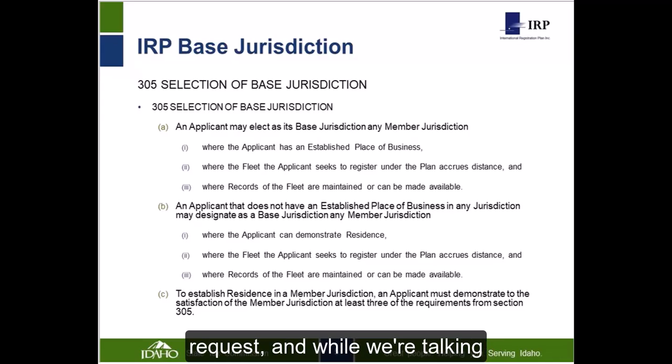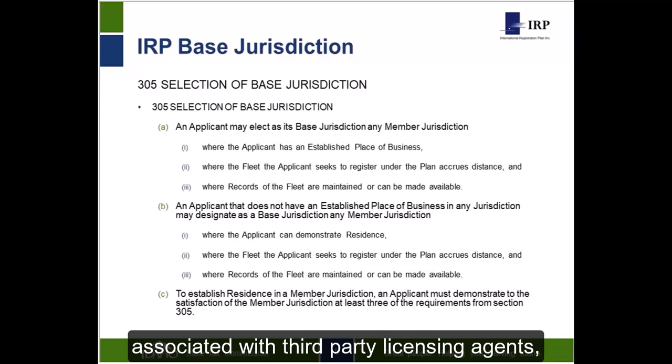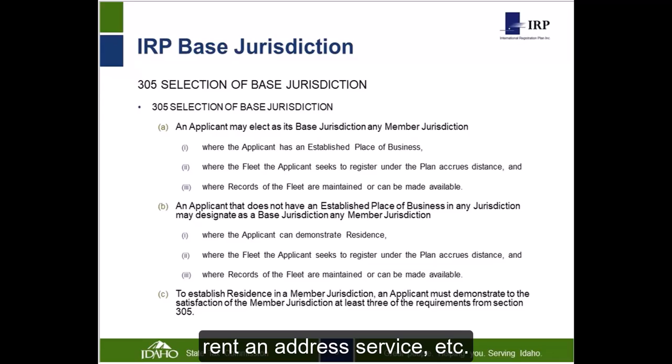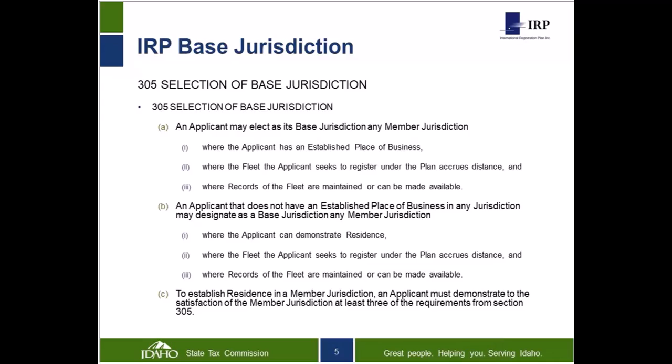And while we're talking about selection of base jurisdiction and established place of business, we want to bring in that addresses associated with third-party licensing agents, virtual offices, rent and address service, etc., do not qualify. The business must be listed with the Idaho Secretary of State, the current filing, and the address of the declared physical location must be listed as the business address. So we have a lot of what we call base jumpers in IRP, so there are certain requirements.